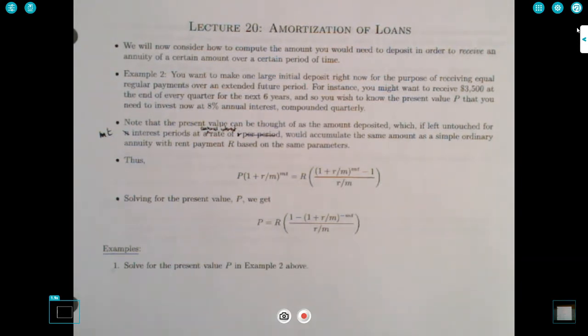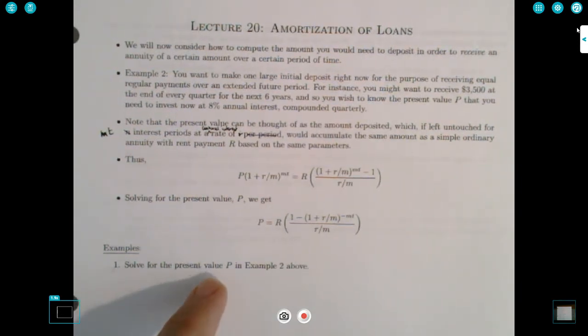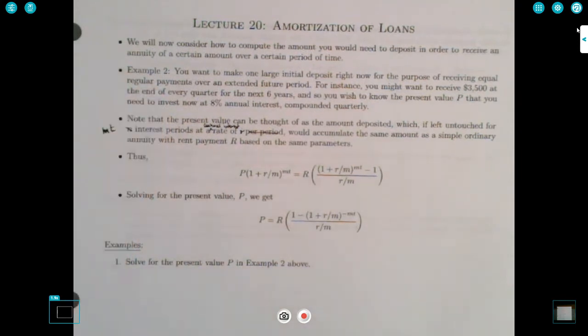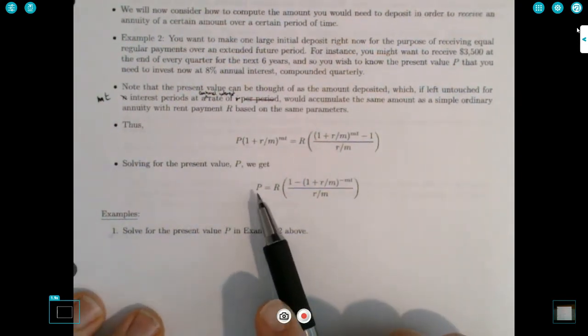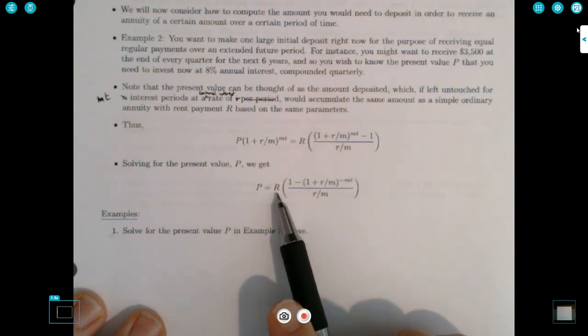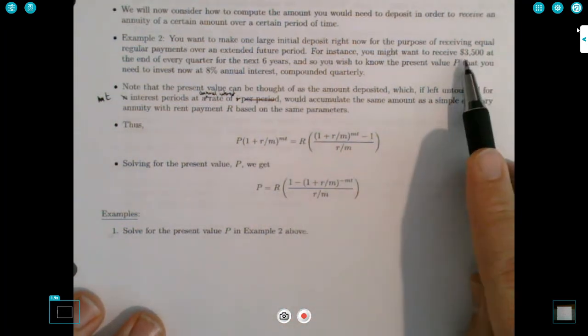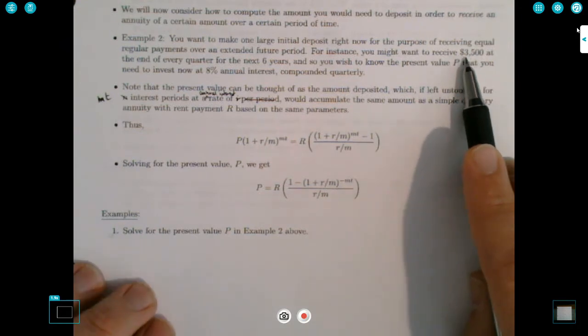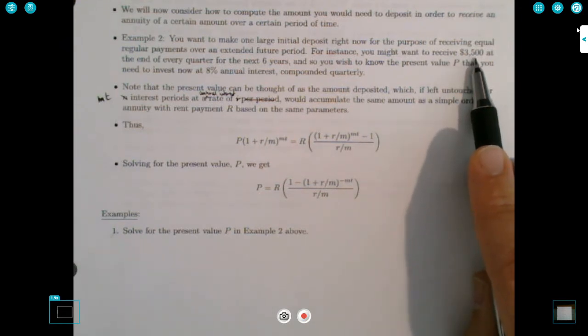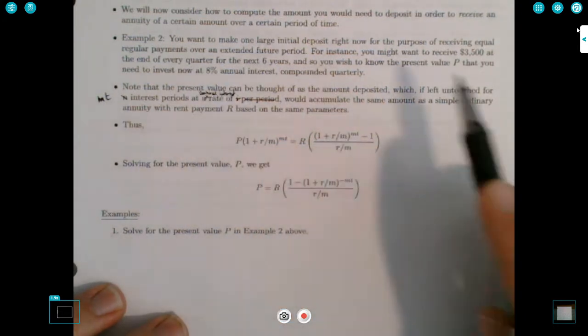So to give you an example, let's solve for the present value P in example 2 here. In order to get P, we need to know what the rent payment R is. Well, the rent payment is this $3,500 that you're going to receive. The difference is that you're receiving this amount instead of paying it. You're not paying this rent to the bank. The bank is paying it to you, I guess, but nonetheless, that's the rent. That's the amount that you're receiving each quarter, actually.